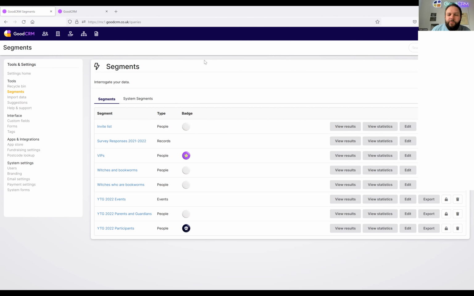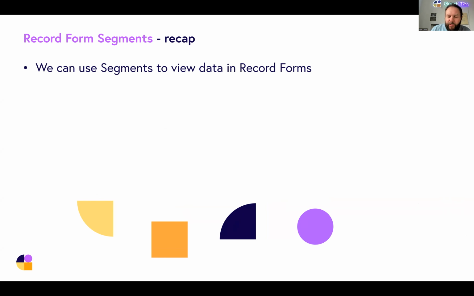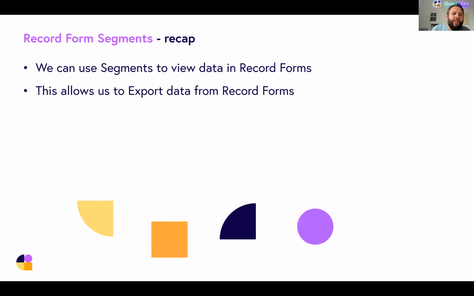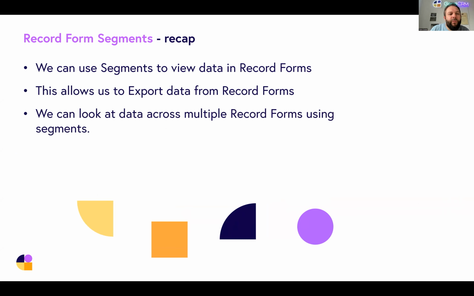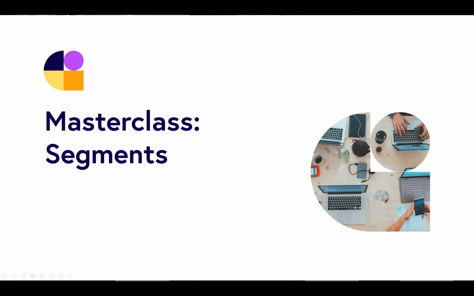And just to quickly recap there, we can use segments to view data in record forms. That allows us to export the data from record forms, and we can look at multiple record forms using those segments as well.